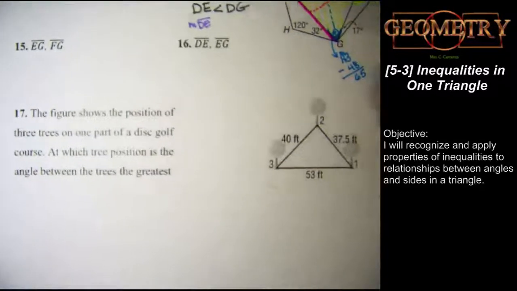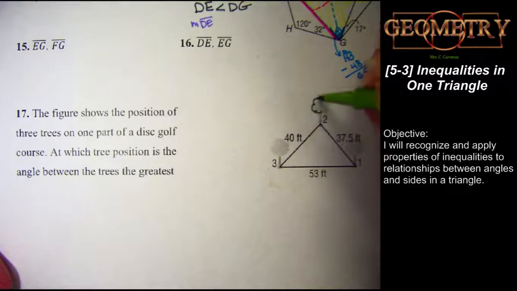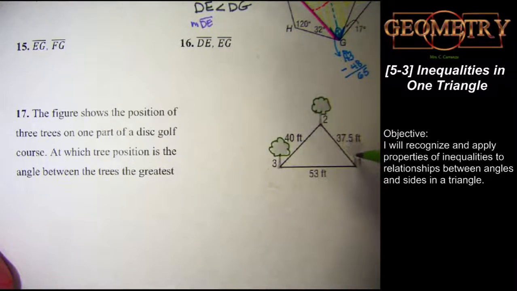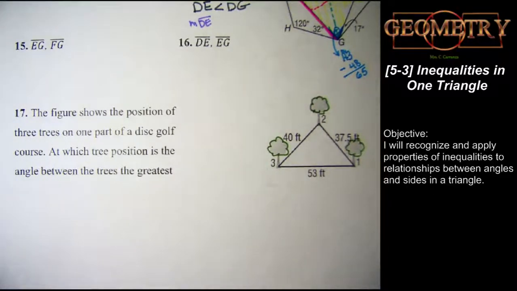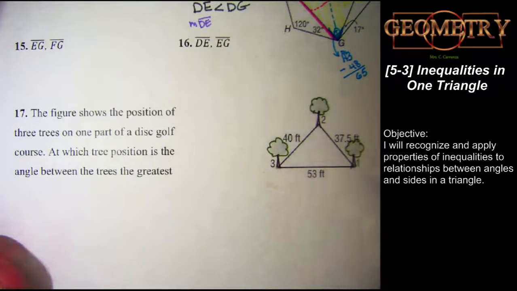All right, the last example is a little baby word problem. It says the figure shows the position of 3 trees on one part of a disc golf course. Do you know what disc golf is? Yes. You know, you throw, right? Do y'all know what frisbees are, right? Yeah. So what disc golf is, it's frisbee golf.